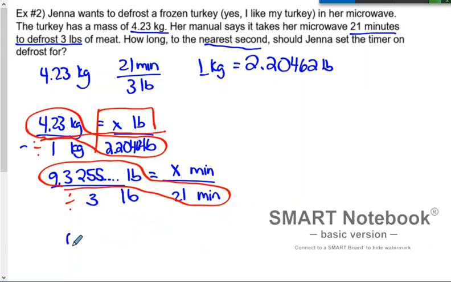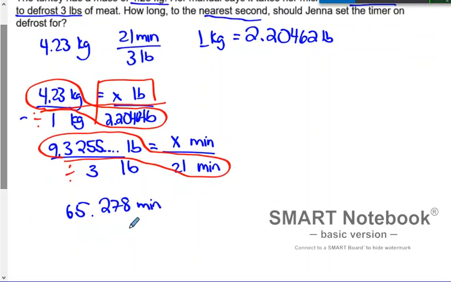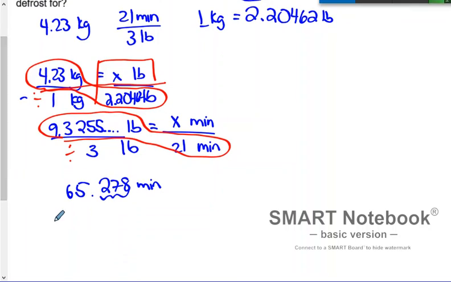And you should get 65.278 minutes. So yep, it's a little bit over an hour. That's kind of what we were expecting. But I want to know how long to the nearest second, which is inconvenient because 0.278 minutes is not like 27 seconds or anything like that. So we need to figure out how many seconds is this 0.278. So I know I have 65 minutes, and then we're going to change this part of a minute into seconds.